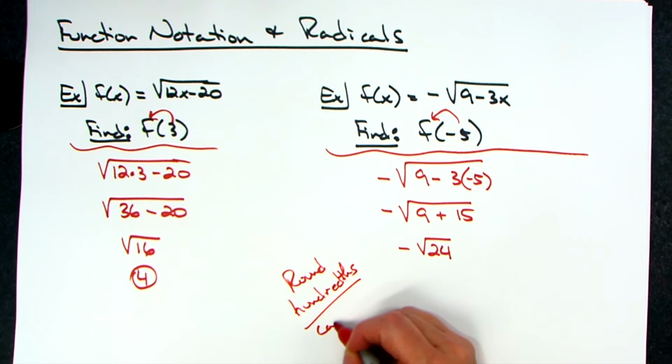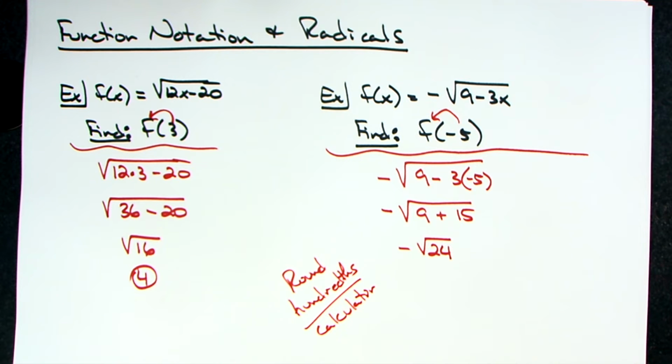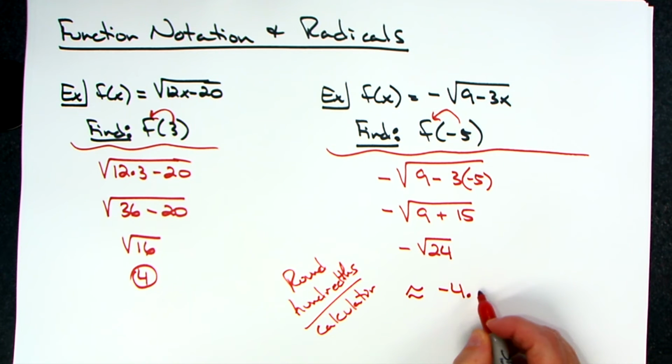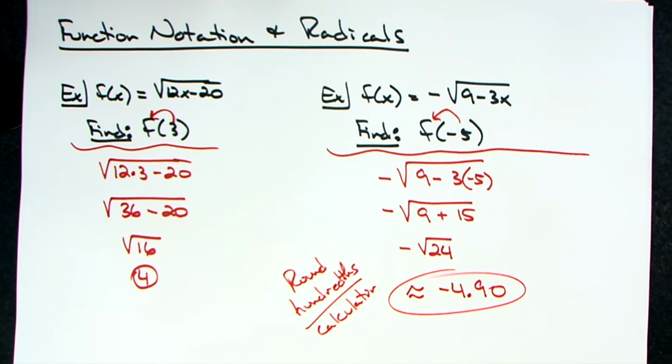I'm going to write calculator underneath there, because if you see that in the directions, they wouldn't be telling you to round to something if they didn't want you to use that. So it's going to be about negative 4.90. You just plug it in your calculator, and it's going to spit it out and go out to the hundredth spot. Right now, in this first section, you are going to be using a calculator. Later on, we won't, because we will go to simplifying these.